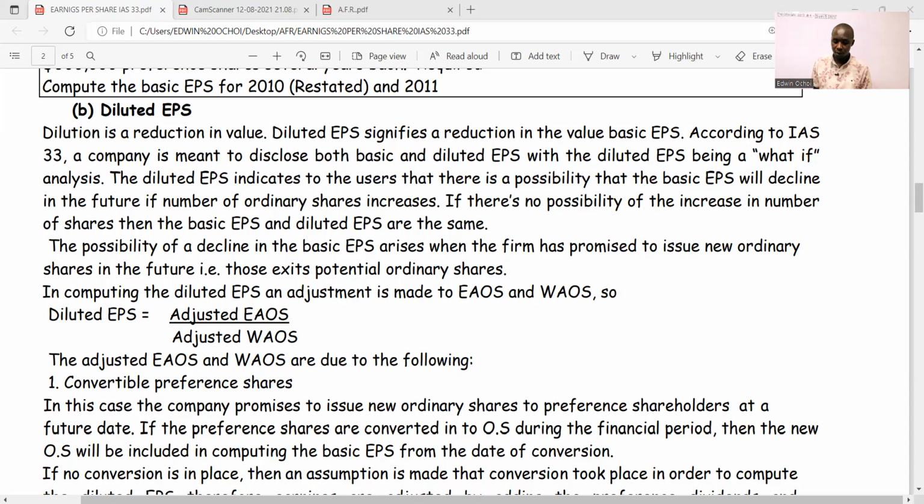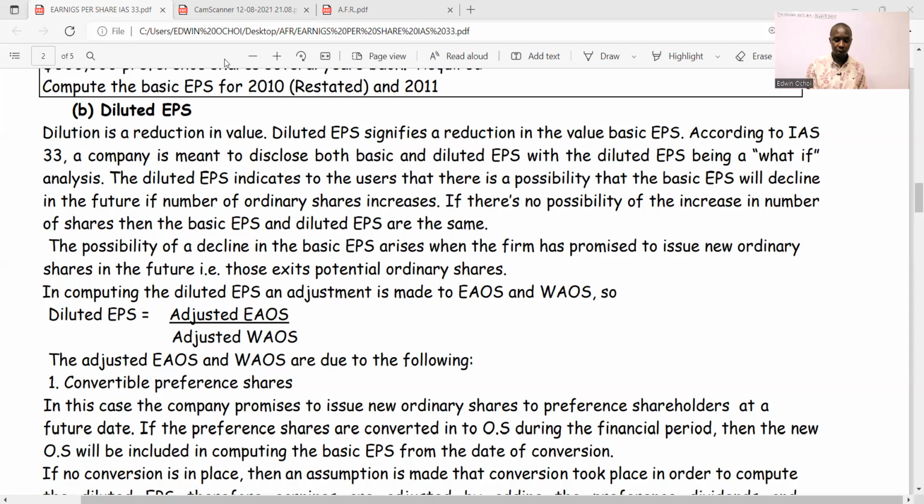That is what is well explained in the notes: the diluted EPS indicates to the users that there is a possibility that the basic EPS will decline in the future if the number of ordinary shares increases. If there is no possibility of an increase in the number of shares, then the basic EPS and diluted EPS are the same. The possibility of a decline in the basic EPS arises when the firm has promised to issue new shares in the future. That is potential ordinary shares.